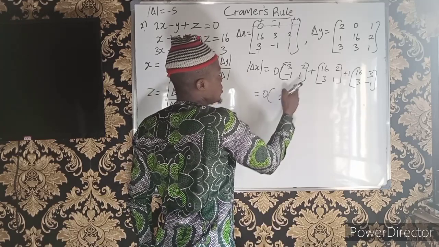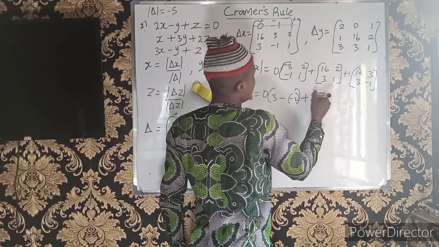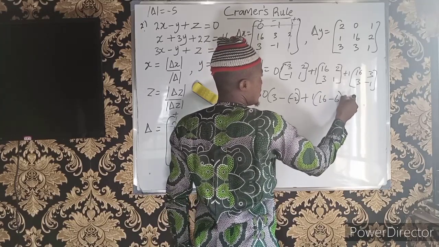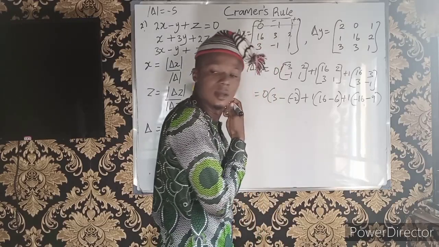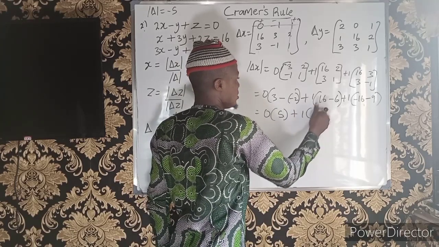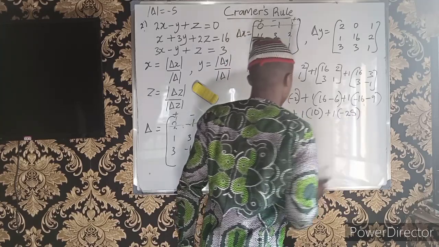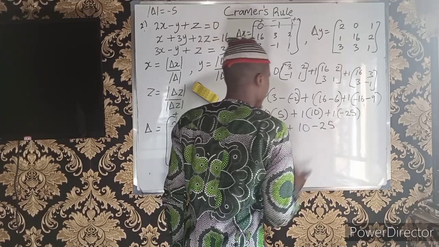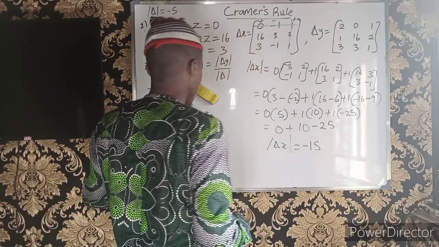So this will give me 0 into 1 times 3 is 3, minus 1 times 2 gives us minus 2, plus 1 into 1 times 16 is 16, minus 3 times 2 is 6, plus 1 into minus 1 times 16 is minus 16, minus 3 times 3 is 9. So 0 into minus minus is plus, 3 plus 2 gives us 5, plus 1 into 16 minus 6 is 10, plus 1 into minus 16 minus 9 is minus 25. So 0 times 5 is 0, plus 10, minus 25, which gives minus 15. Hence the determinant of change in x is minus 15.